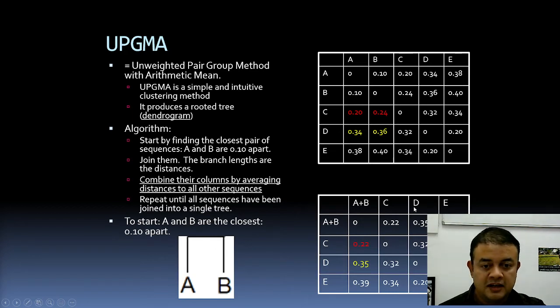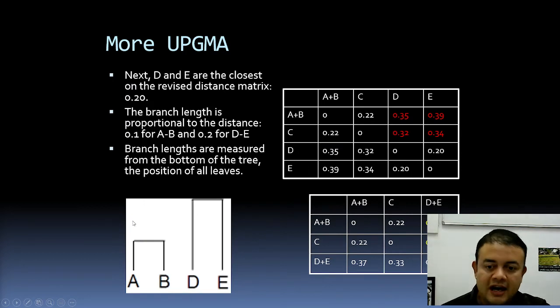Now the distance between D and E is 0.20, while the distance between A and B initially had been 0.10. So this branch length is 0.1. Then it should be double, right? Branch length is drawn proportional to the evolutionary changes. So you can write here D and E, and you draw another branch, but the distance should be double, isn't it? So like this, D and E, you combine it together. Fine. So that is the next step.